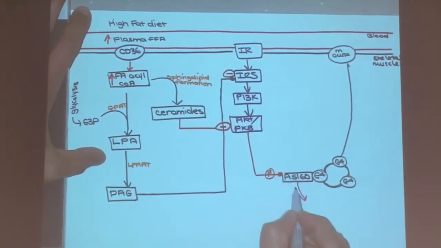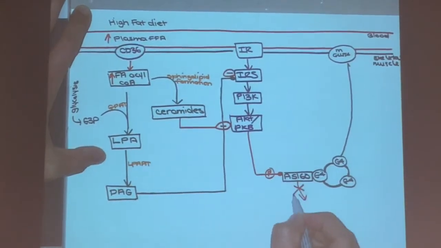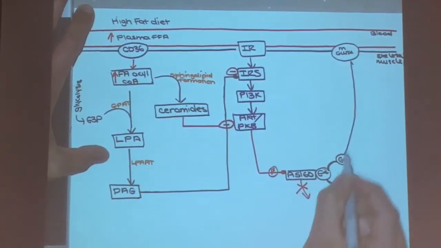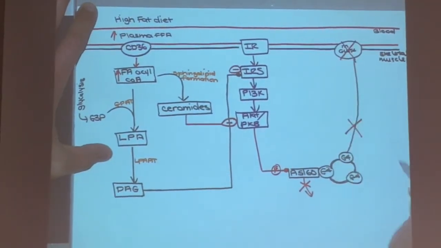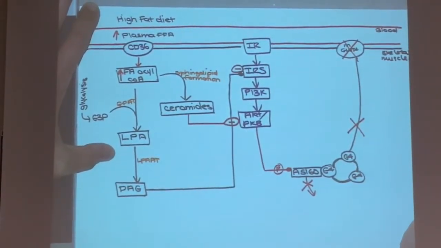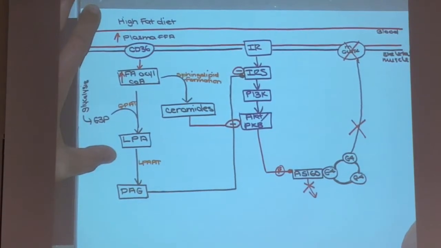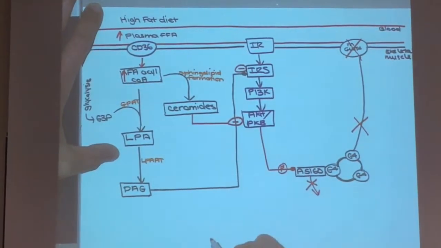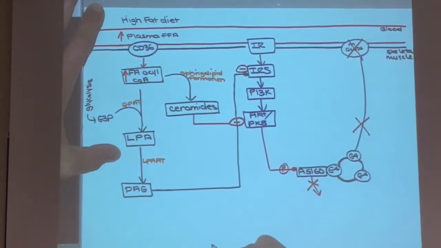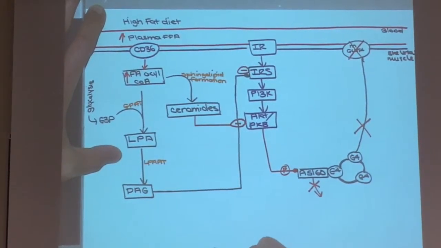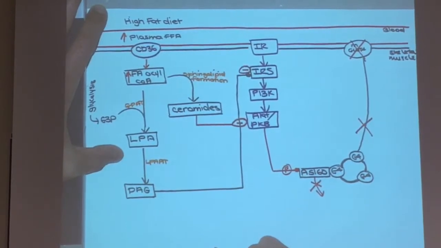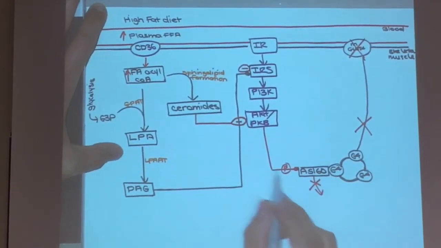This will then result in less AS160 being inhibited and remaining on the GLUT4 storage vesicles, resulting in less GLUT4 on the membrane. We hypothesize that an accumulation of ceramides will inhibit AKT and therefore suppress insulin signaling. We propose that this is the reason for the difference in skeletal muscle membrane GLUT4 content in the placebo and in the high-fat diet group.